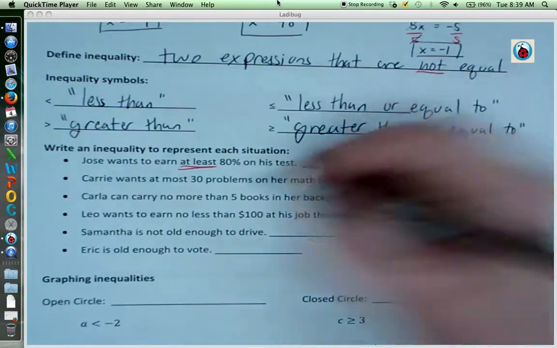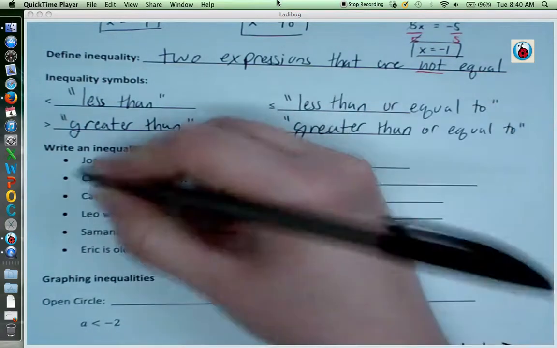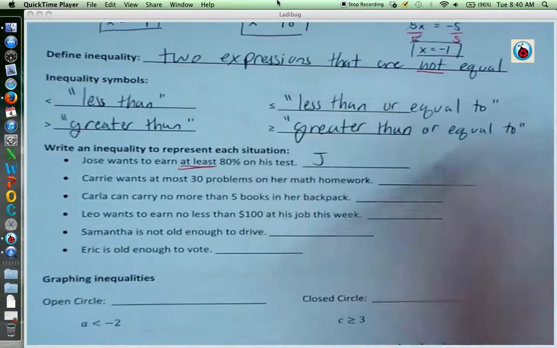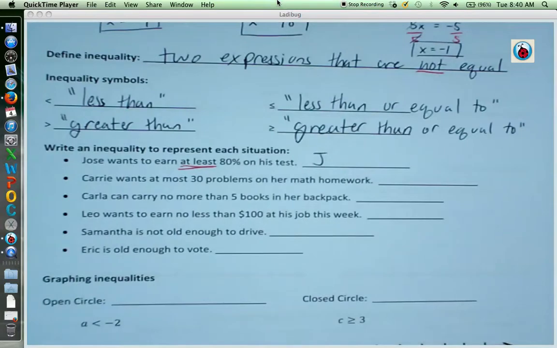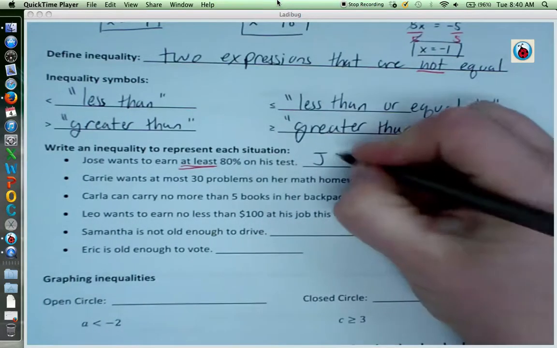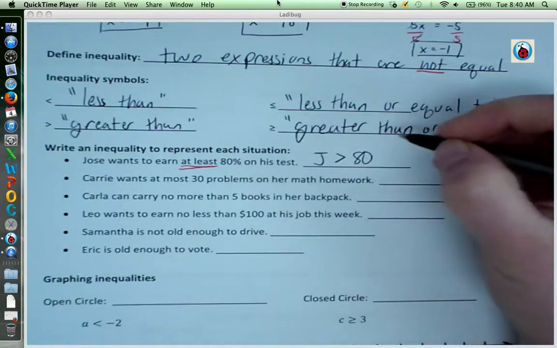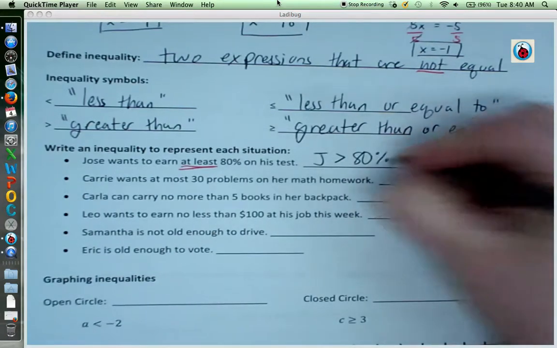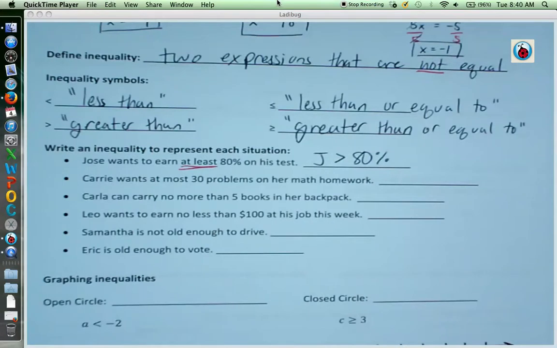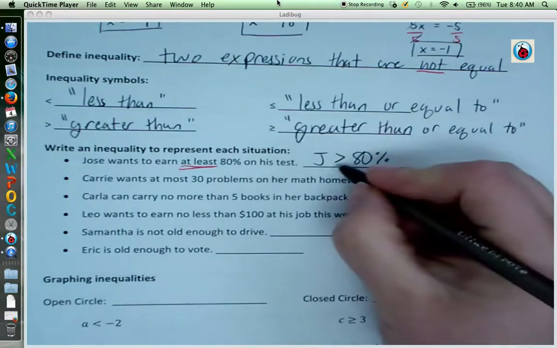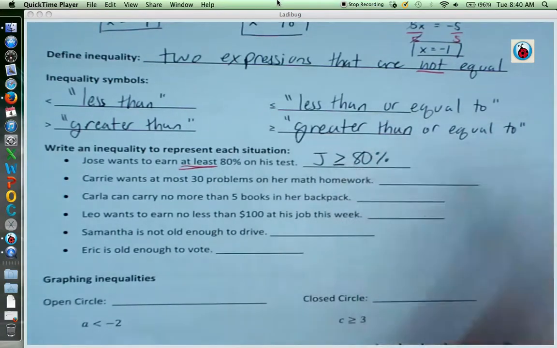I'm going to use J for my variable just to stand for Jose. So Jose wants at least 80%. So he wants more than 80%, but it looks like he would be okay with 80% itself. So I'm going to say greater than or equal to. He wants his grade to be 80% would be okay. More than 80% is good too. So greater than or equal to 80%.